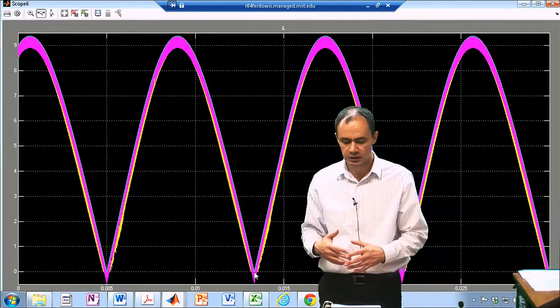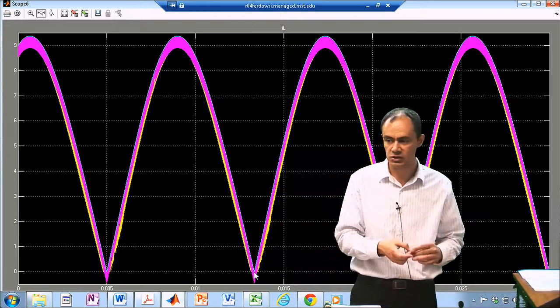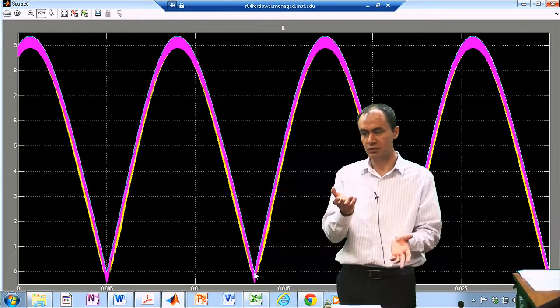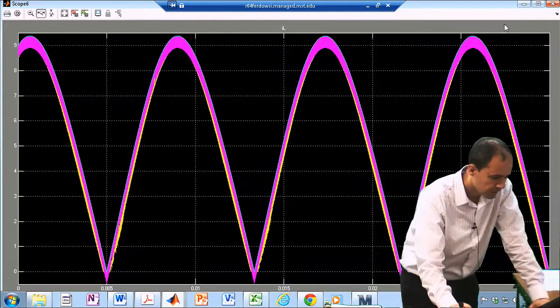But then the problem is, if your output power changes or the reference for the inductor current changes, this DC bias also has to change. So you have to adaptively change it, and things get really complicated.